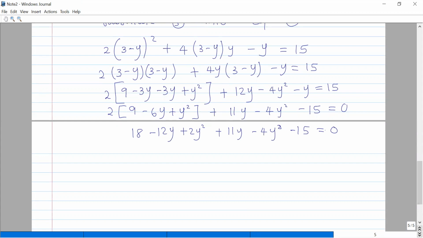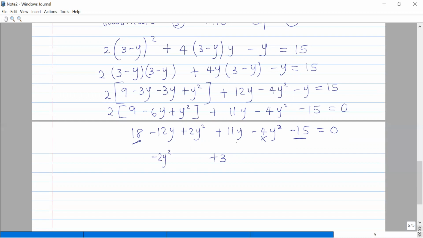Now, I have like term numbers. We have 18 minus 15, so it's going to be 3. I can write it here, plus 3. Another like term is this one, minus 4y squared plus 2y squared. When I add these two, they give me minus 2y squared.